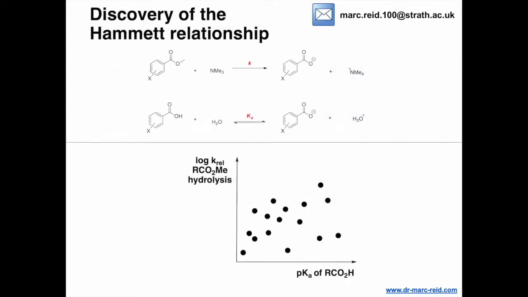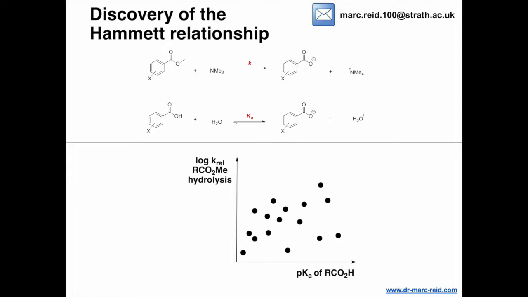So let's try to understand step by step what the Hammett relationship is and how it was formulated. At the top of the slide, we see an amine-mediated methyl ester demethylation reaction and an associated rate constant, lowercase k. Below that, we see the equilibrium and equilibrium constant Ka for the protonation of the parent benzoic acid from where the methyl ester is derived.